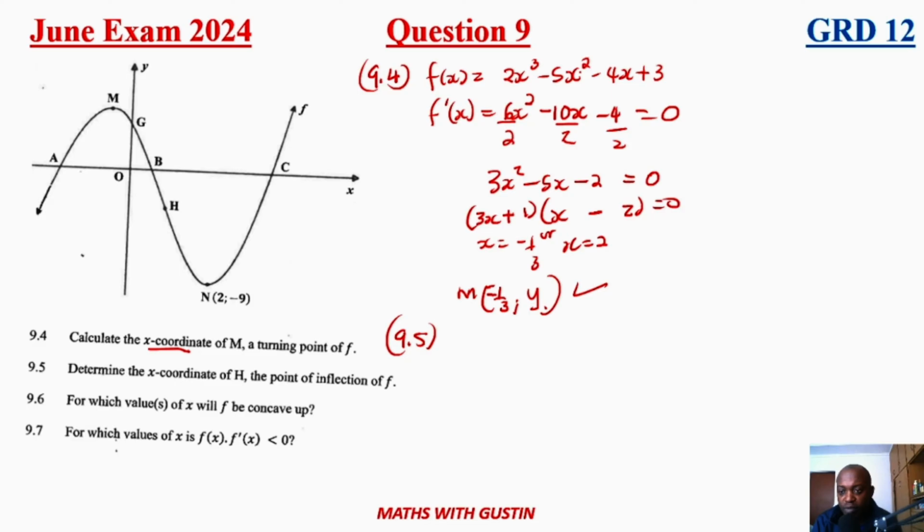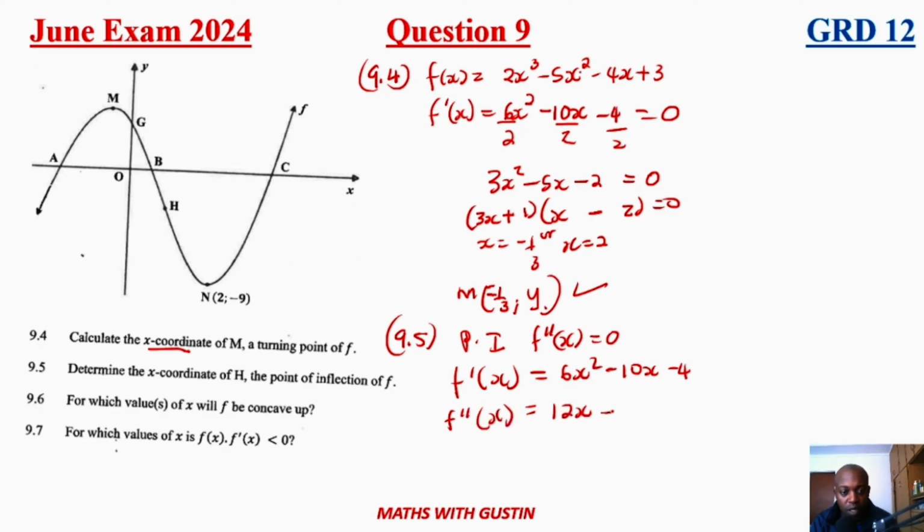9.5 says determine the x coordinate of H, the point of inflection. So the point of inflection, you find it when the second derivative of a function is equal to 0. So we already have the first derivative there. We can continue from the first derivative, which was given by 6x squared minus 10x minus 4, and then therefore you need to take the second derivative, which is 12x minus 10 equal to 0. Therefore we need to solve for x here because they are requiring us to find the x coordinate.